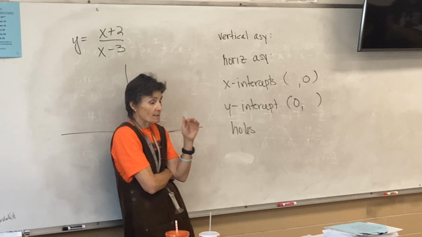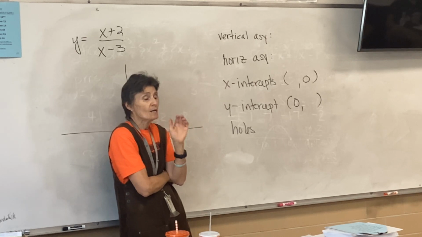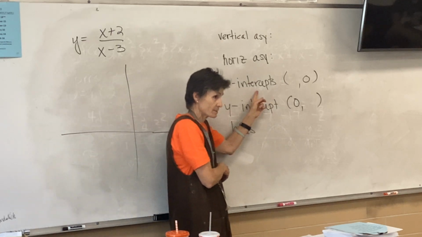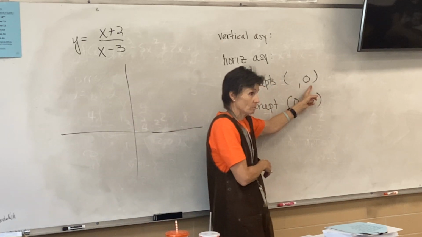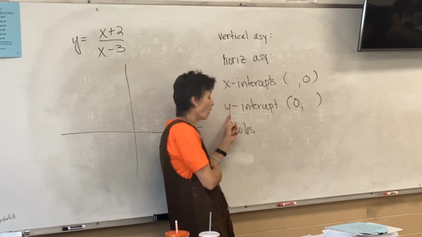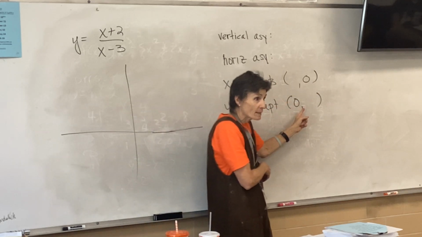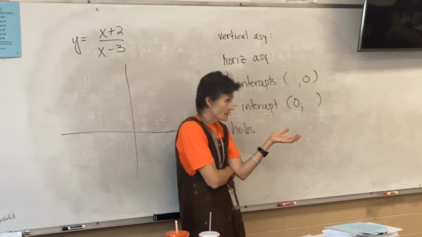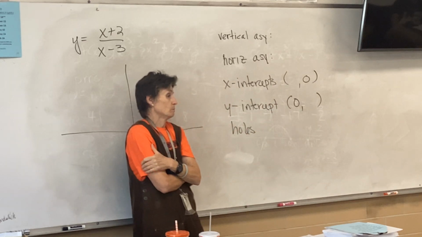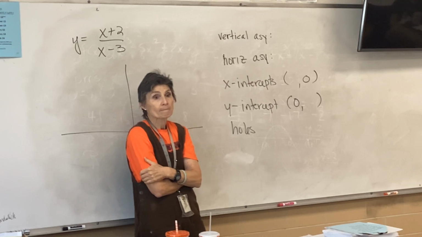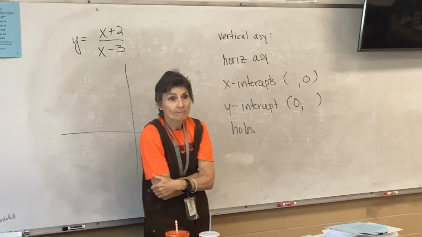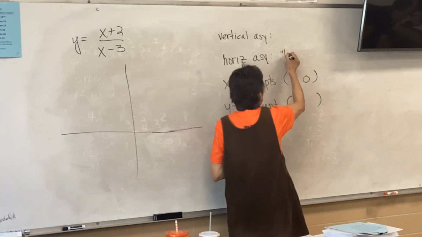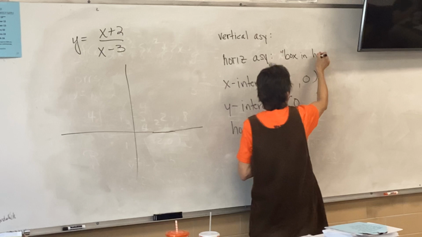So notice, because it's easy to get these confused, notice that if I am looking for an x-intercept, I let y be 0. But if I'm looking for a y-intercept, I let x be 0. So whichever intercept you're looking for, you let the other letter be 0. The horizontal asymptotes, you find the highest power of x. Exactly. So I'm going to say, box in highest power.